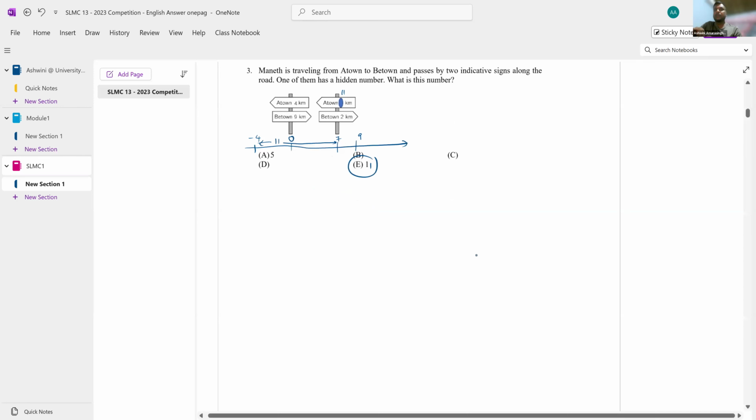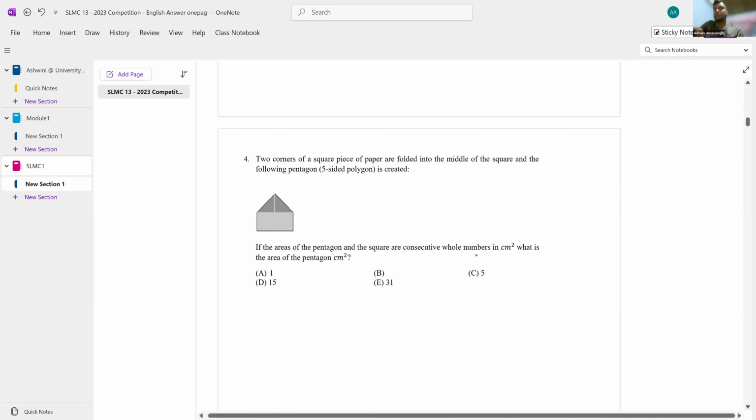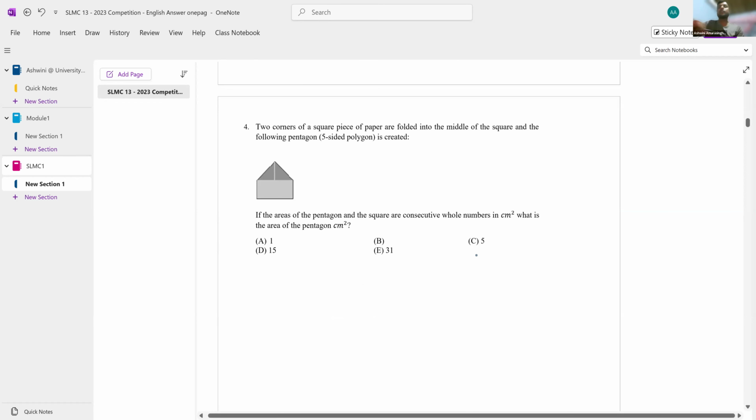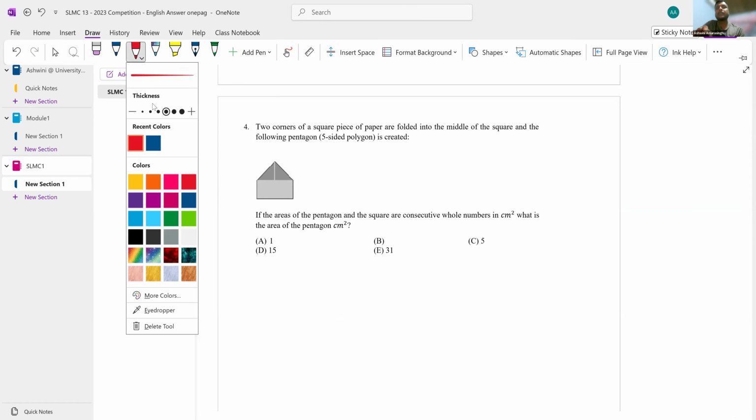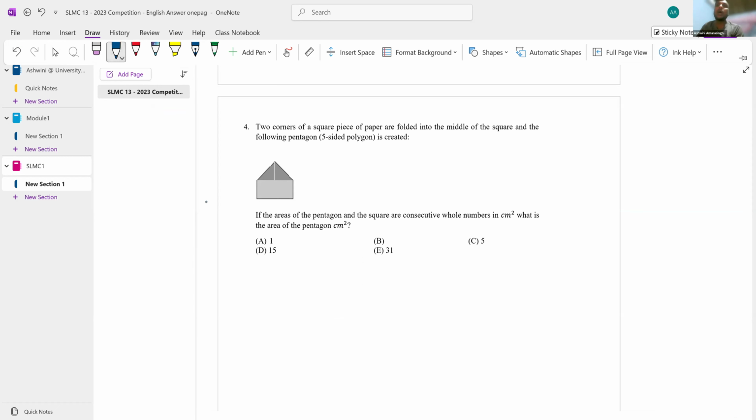Okay. Moving on to the fourth question. Two corners of a square piece of paper are folded into the middle of the square and the following pentagon is formed. Let's see what happens here. The area of the pentagon and the square are consecutive whole numbers in centimeters squared. So let's actually get the square. To get the square, I have to unfold this.